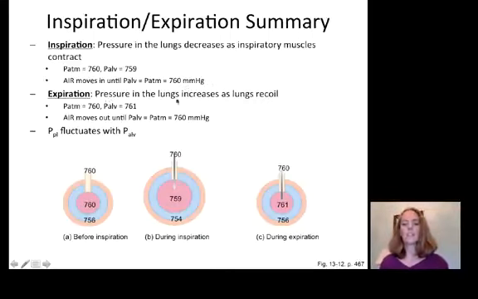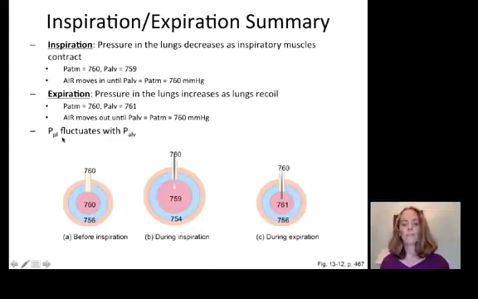For expiration, the pressure in the lungs will increase as the lungs recoil. Some example values there would be 760 in the atmosphere. The alveolar pressure could go up to 761, and the air will move out until we reach equilibrium again.